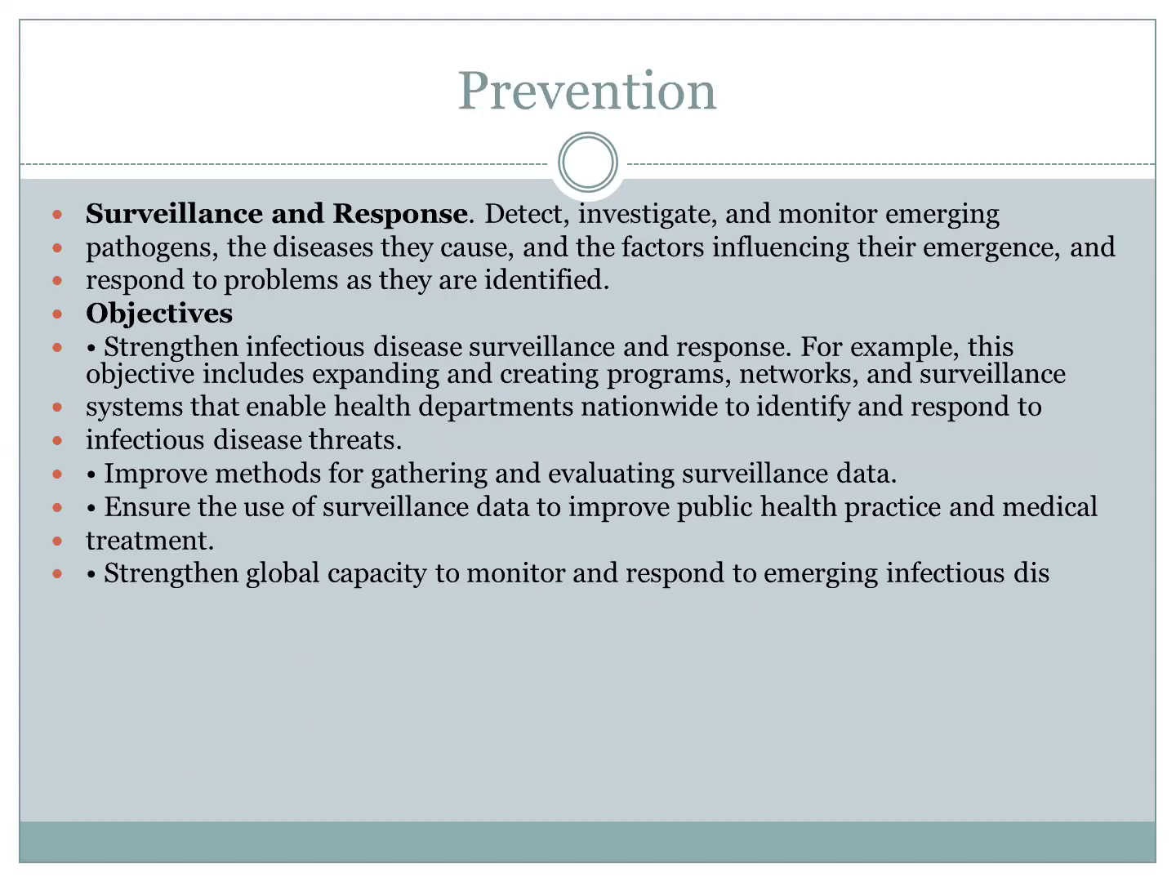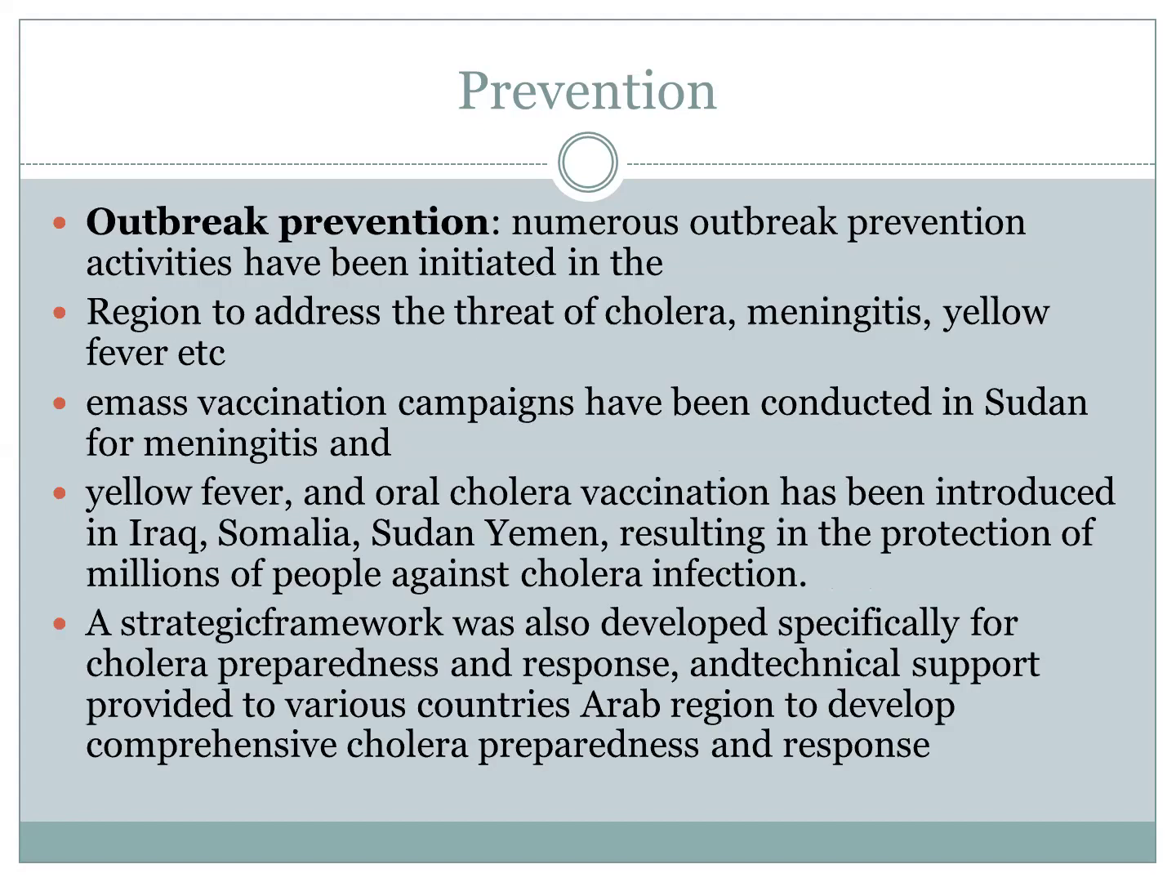So how can we prevent emerging and re-emerging diseases? First is surveillance and response. Detect, investigate, and monitor emerging pathogens, the objectives of which are to strengthen infectious disease surveillance and response, including expansion and creation of programs, networks, and surveillance, improving methods for gathering and evaluating data, ensuring the use of surveillance data to improve public health practices and medical treatment, and strengthen the global capacity.